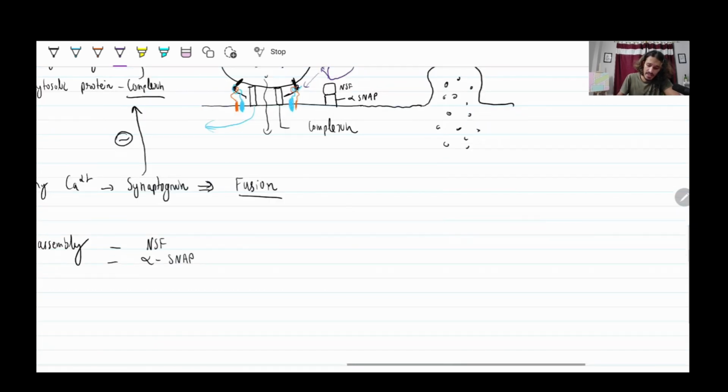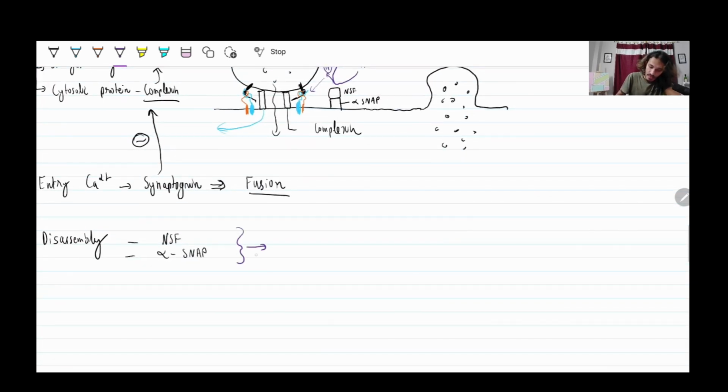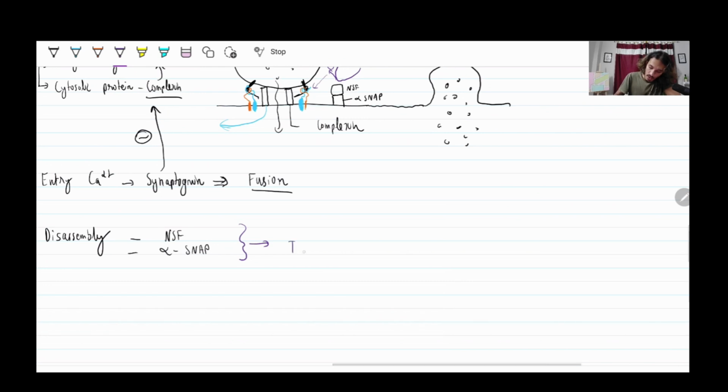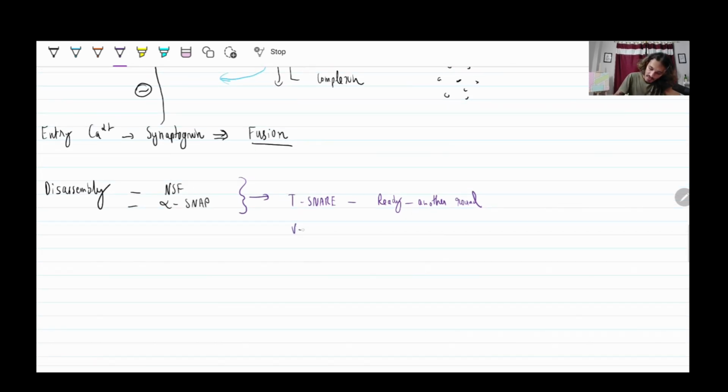So while this is happening, two things will happen. One, the T-snare component will be ready for another round of this whole process. On the other hand, the V-snare component, which is there in the vesicle, will undergo a sort of recycling endocytosis. So we'll get endocytosis, will go back inside and go into the endosome where recycling can happen. Okay, and then it'll come back down as a vesicle again.